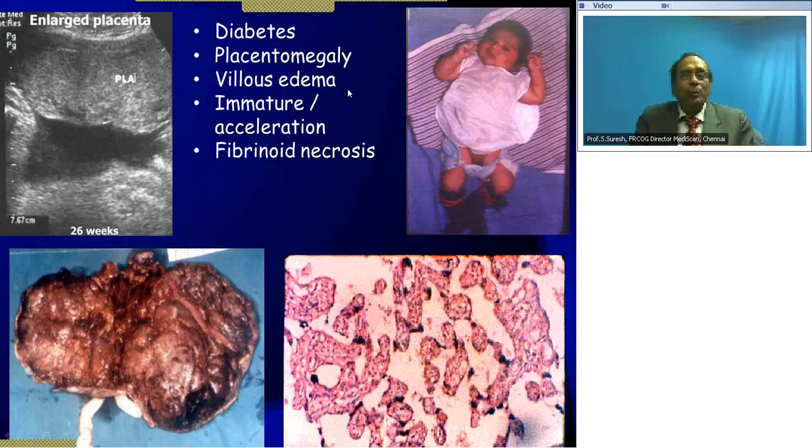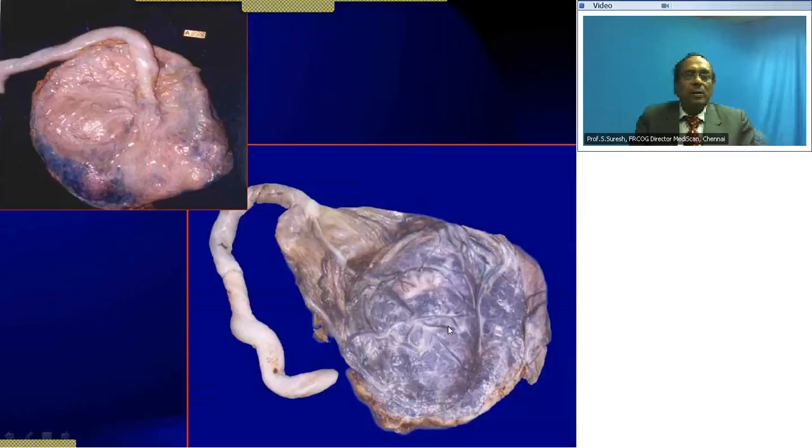There will also be villus edema and immature acceleration with fibroid necrosis. So we have to be very careful, because in patients with diabetes with a large placenta, late onset adverse outcome of the fetus can occur. So sudden IUDs can occur. So you have to be very careful about it, and that happens because there could be fibroid necrosis in the placenta late.